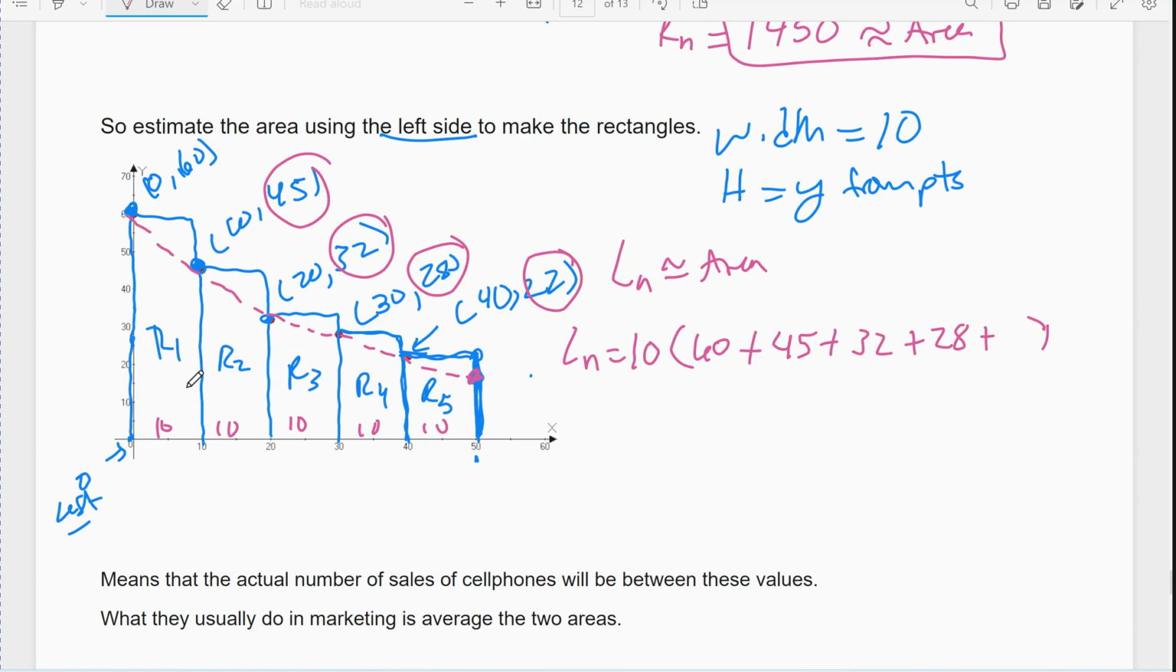22 at the end if you can't read it. 22. And so then this will approximate my area. When I add it up, this is 187 times 10. So it's 1,870 is the high estimate for area.